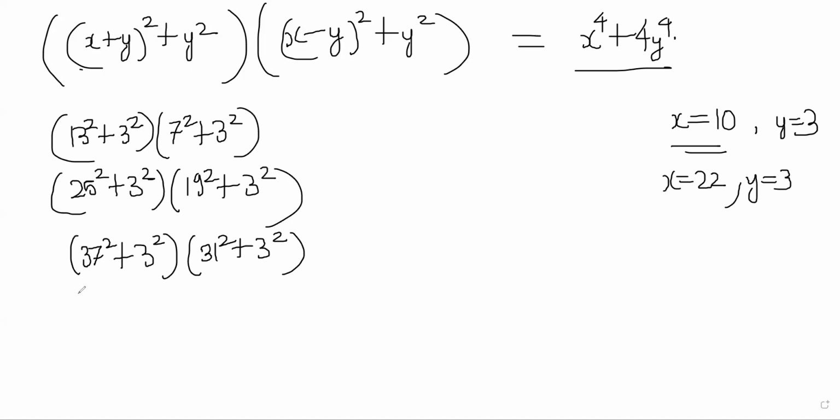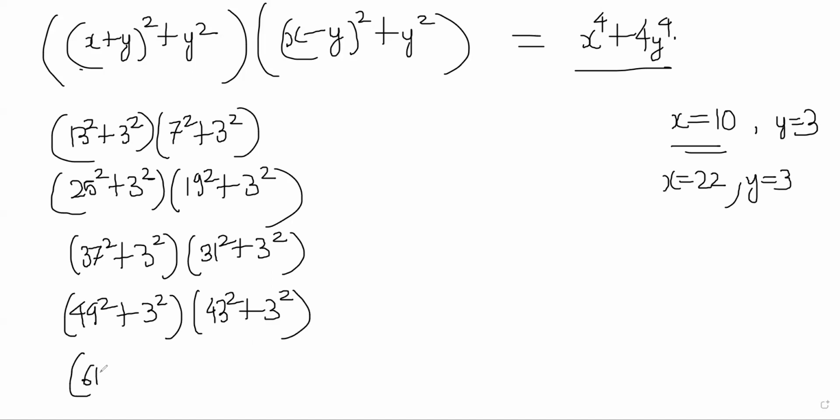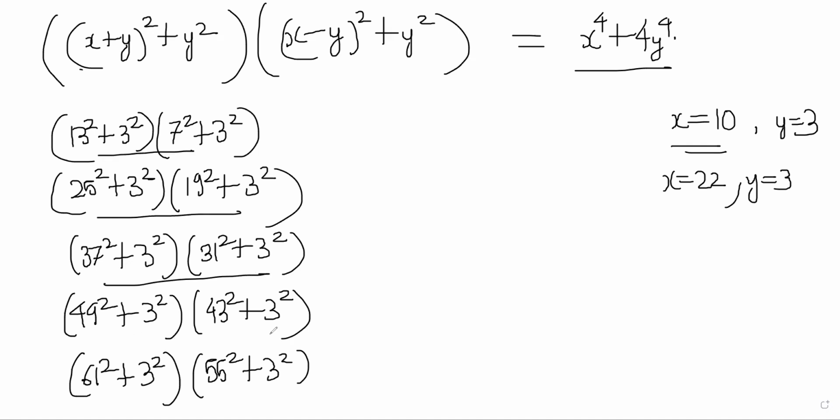And then next time is 46. So you get 49 square plus 3 square. And you get 43 square plus 3 square. And last time is 58. So you get 61 square plus 3 square. And you get 55 square plus 3 square. The product of all of this is the numerator, right?